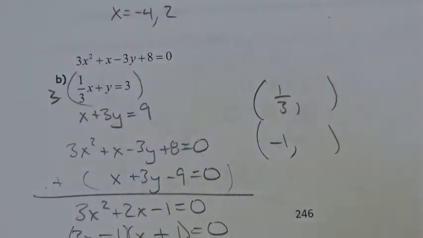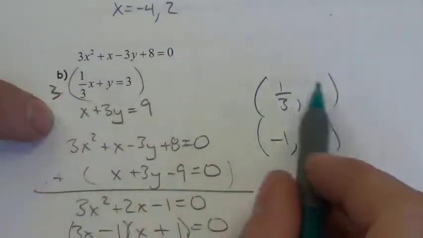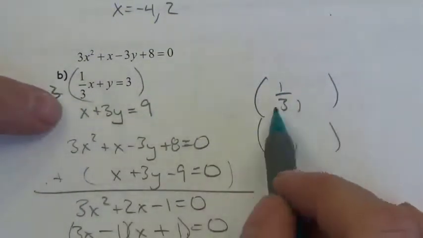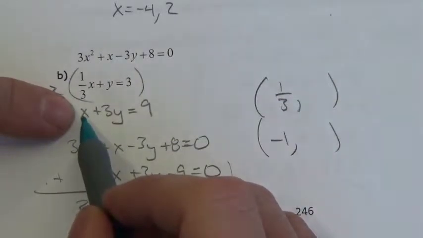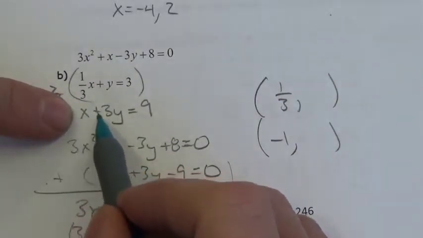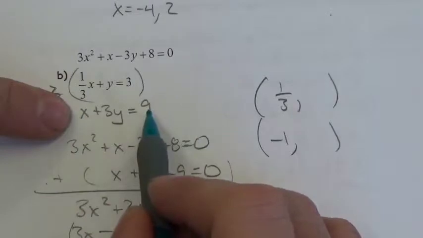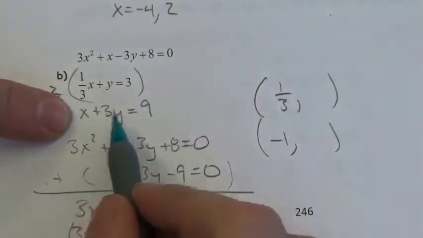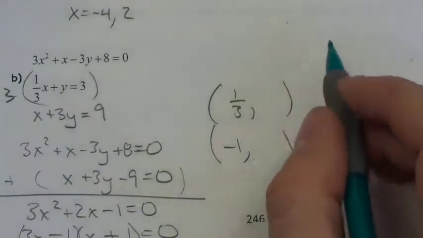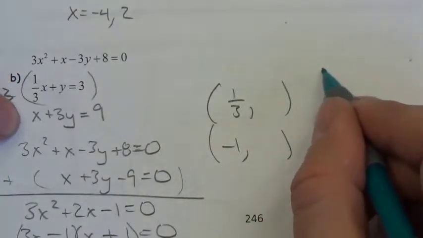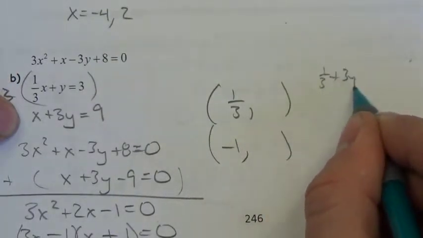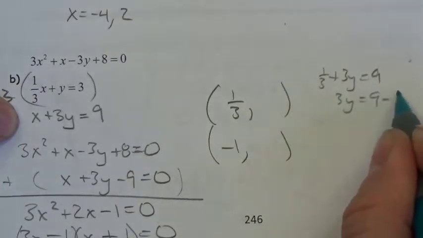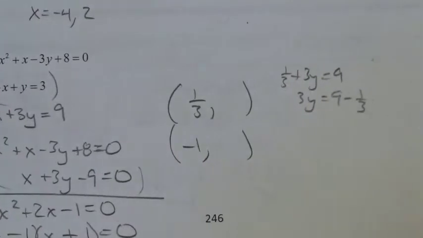All right, let's go over here. So if I plug these in to my equation, if I plug 1/3 in for x, I've got 1/3 plus 3y equals 9. Well, let's bring that 1/3 over. I'll write this out because I think some people are going to have a little bit of difficulty with this. That's going to be 1/3 plus 3y is equal to 9. So 3y is equal to 9 minus 1/3.